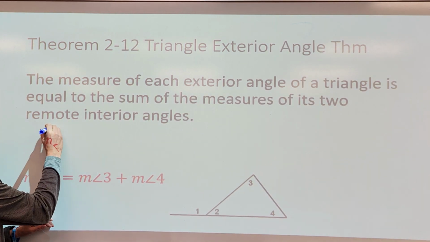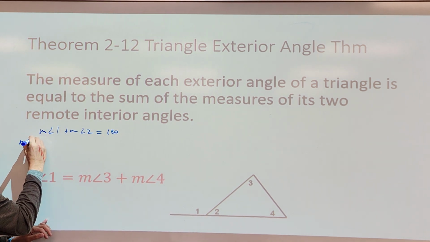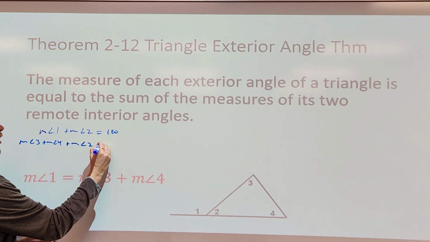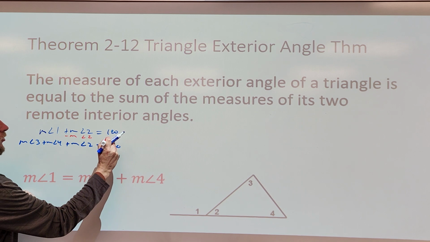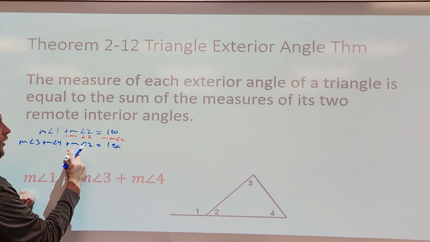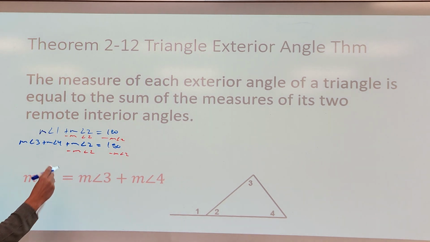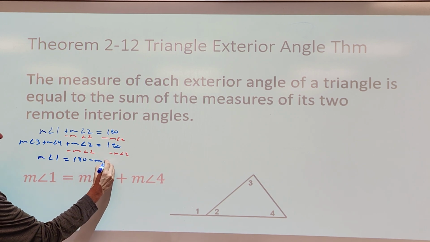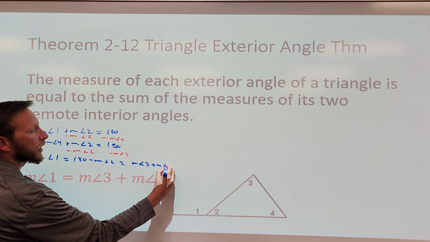Essentially what we know is that the measure of angle 1 and the measure of angle 2 is 180. We know that the measure of angle 3 and the measure of angle 4 and the measure of angle 2, all of those together add up to 180. And so if, from both of those situations, I subtracted the measure of angle 2 from this side of the equation and from this side of the equation in both equations, that's going to give me this statement that the measure of angle 1 is equal to 180 minus the measure of angle 2, which is also equal to the measure of angle 3 and the measure of angle 4.